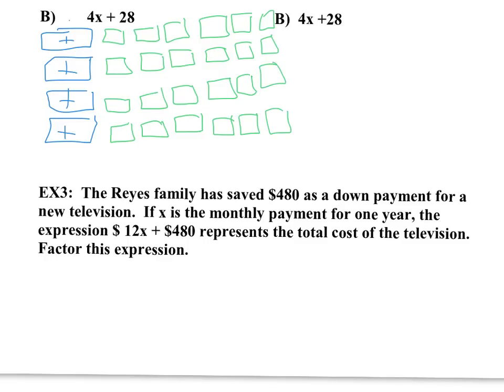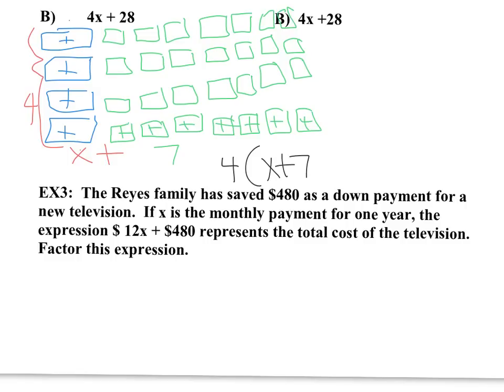Alright, so I know that this would equal the total of 28. I have the constants. So here, this represents the 4 sections, and then this represents x plus 1, 2, 3, 4, 5, 6, and it should be 7. So it should have 7 constant tiles on that. So therefore, my answer is 4 parentheses x plus 7.